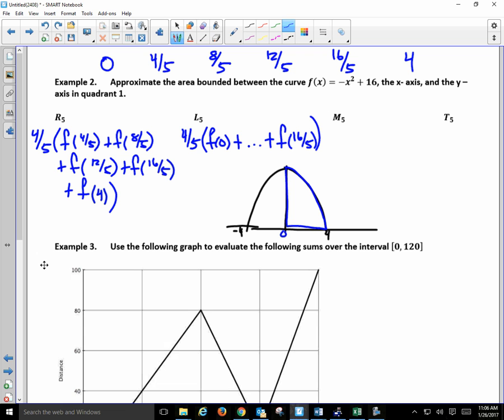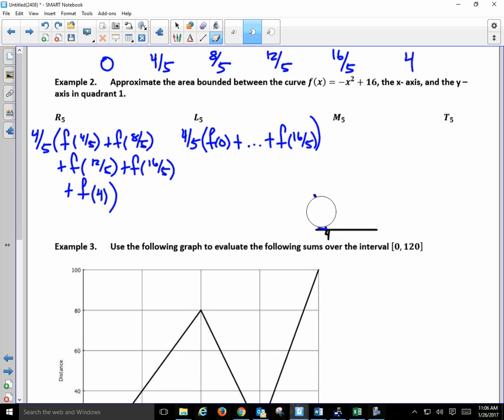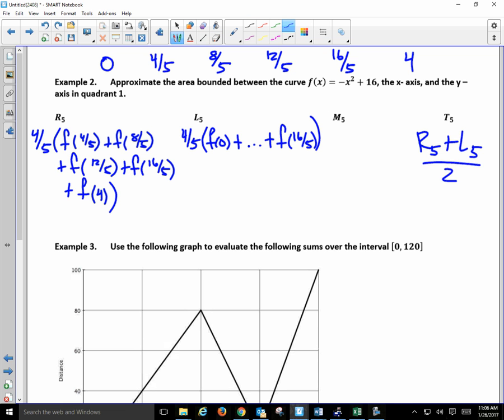Let's skip the midpoint for a second, go to trapezoidal. How would we then find the trapezoidal sum? Those two average together, so you would take R sub 5 plus L sub 5 and divide by 2, and that would be your trapezoidal sum.